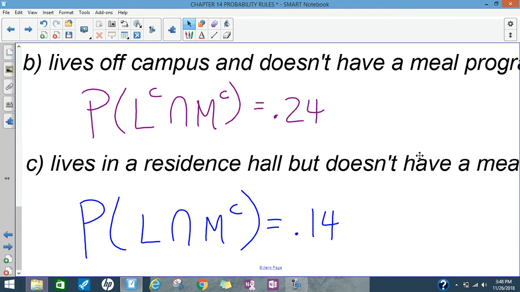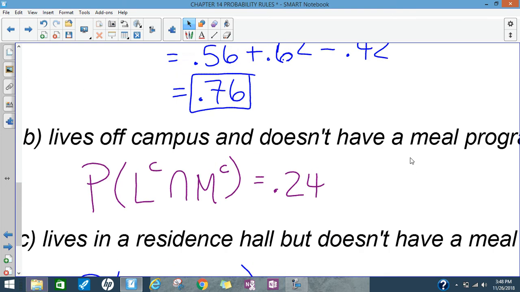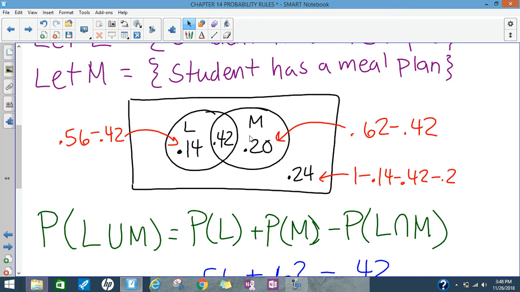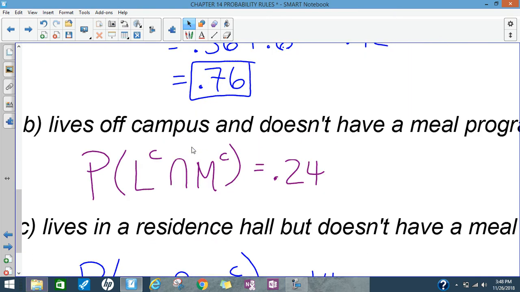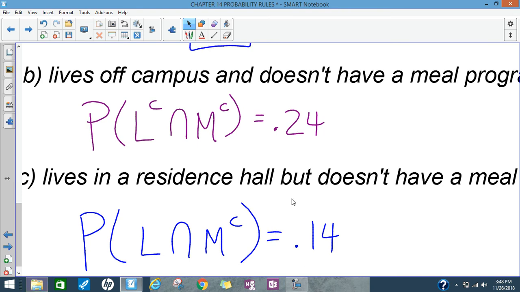And then last, we want to find the probability somebody lives in a residence hall but doesn't have a meal plan. If we look back up at this Venn diagram, this area here in the circle are people who live on campus but don't have a meal plan, and that's a probability of 0.14. Venn diagrams are something you did in geometry and might be a little rusty with, but they're very helpful when talking about probability.